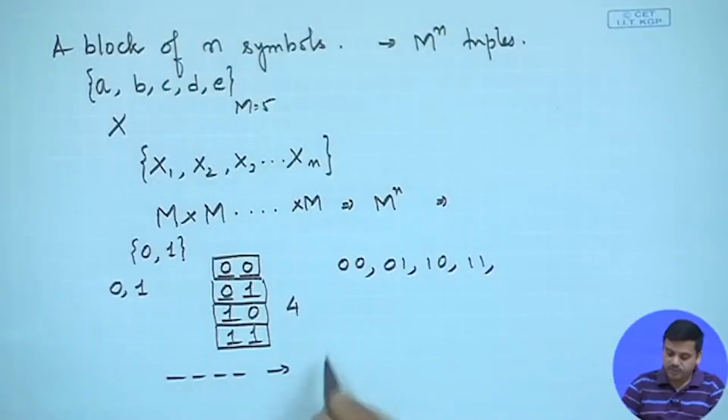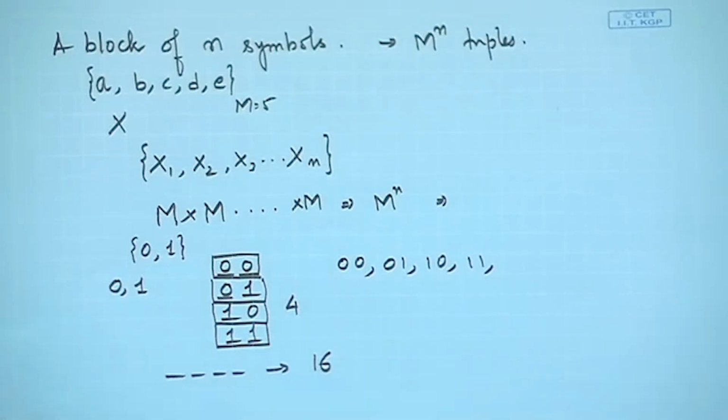So, what we have is a bigger or larger source which has been artificially created, and we will see what is the advantage of this. You can go on doing like this. Instead of taking 2, if I would take 4, that would clearly make 16 symbols. So, that means I have a new source which takes 16 symbols.